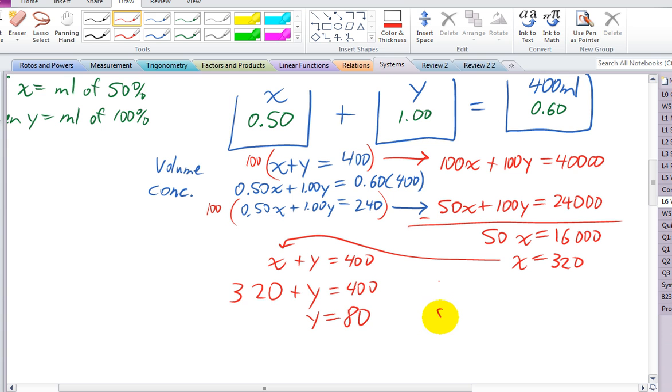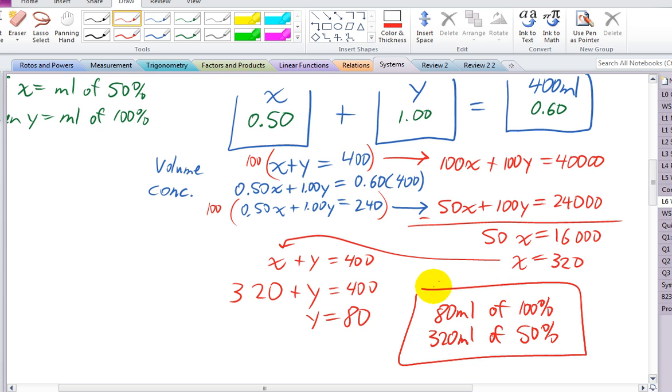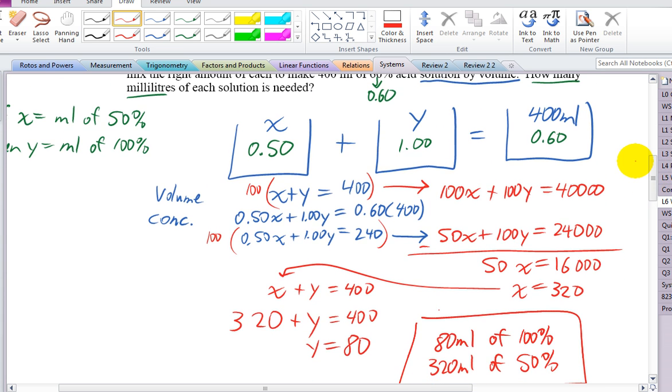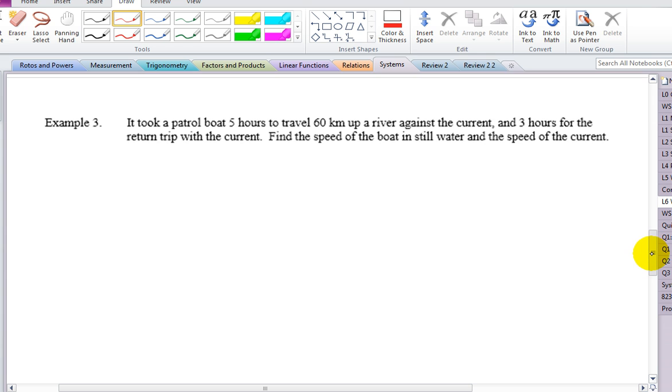Okay, so 80 milliliters of 100% and 320 milliliters of 50%. Make sure you have your units. There you go. Any questions? Which part do you usually forget? That last beaker part. Okay, it's a multiplication right there. All right, turn it over.